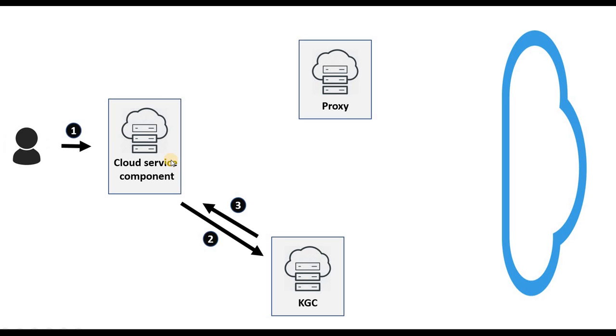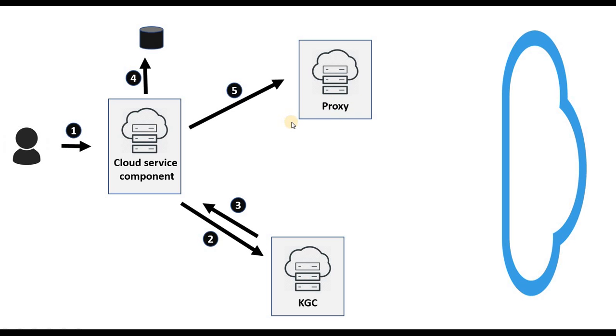So once the Cloud Service Component got the encrypted data from KGC, in step number 4, it's going to calculate the checksum. This checksum will be used for verifying the data integrity. So the Cloud Service Component will be calculating the checksum of that encrypted data, and that checksum alone will be stored in the database. In step number 5, the encrypted data will be given to Proxy. You should be aware that Proxy doesn't know how the data has been encrypted. Only the KGC will know which keys were used for encrypting the data. So Proxy no way can decrypt the data.